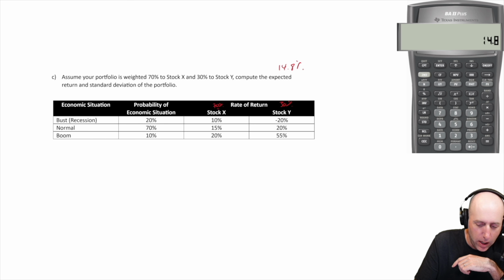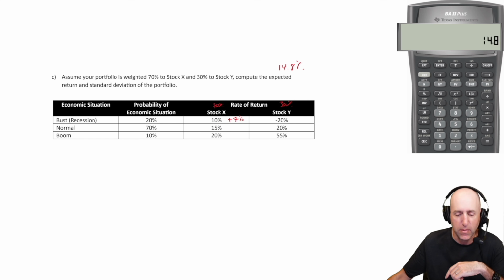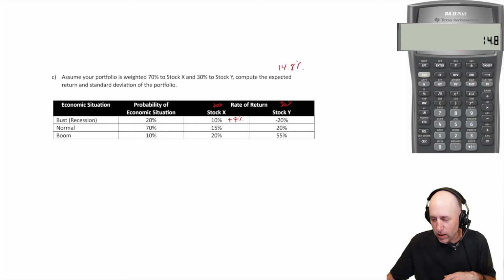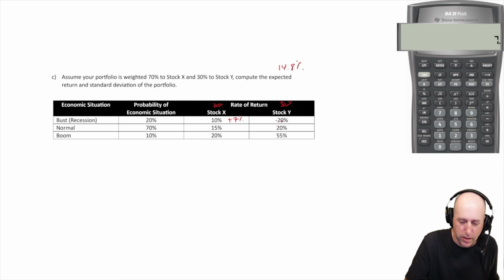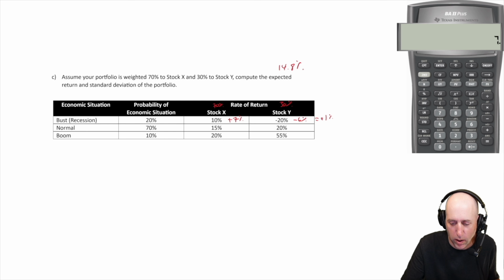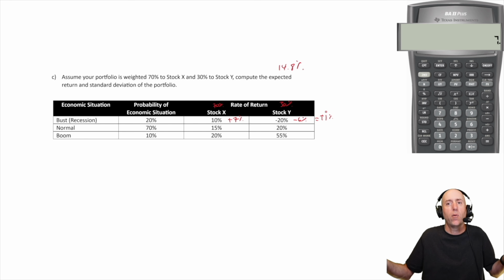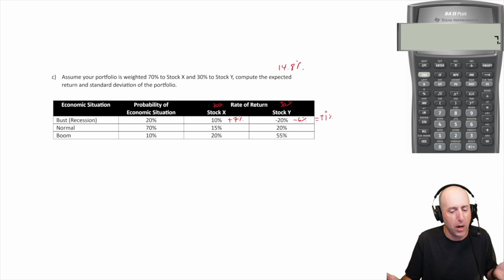Well, stock X, 70% goes up by 10%. So 70% of my stock goes up by 10%. That means it's a plus 7% to me. Again, 70% goes up by 10%, 7. 30% goes down by 20%, that's a negative 6. So overall, plus 7 minus 6, I'm plus 1%. My portfolio, my wealth is going up by 1% in a bust.